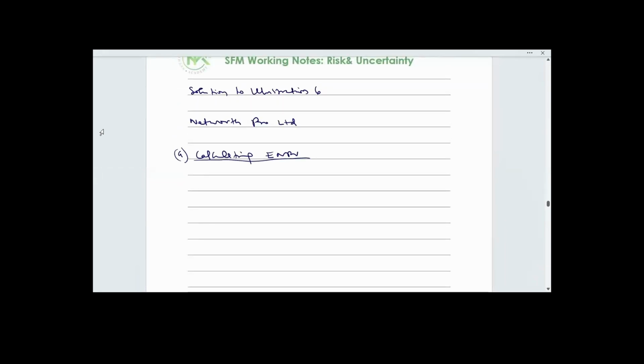So I create columns for year, description of items, cash flow, discount factor at, according to the question, what is the cost of capital? 12%. Here is 12%. Present value. So the initial outlay is equal to 40,000.